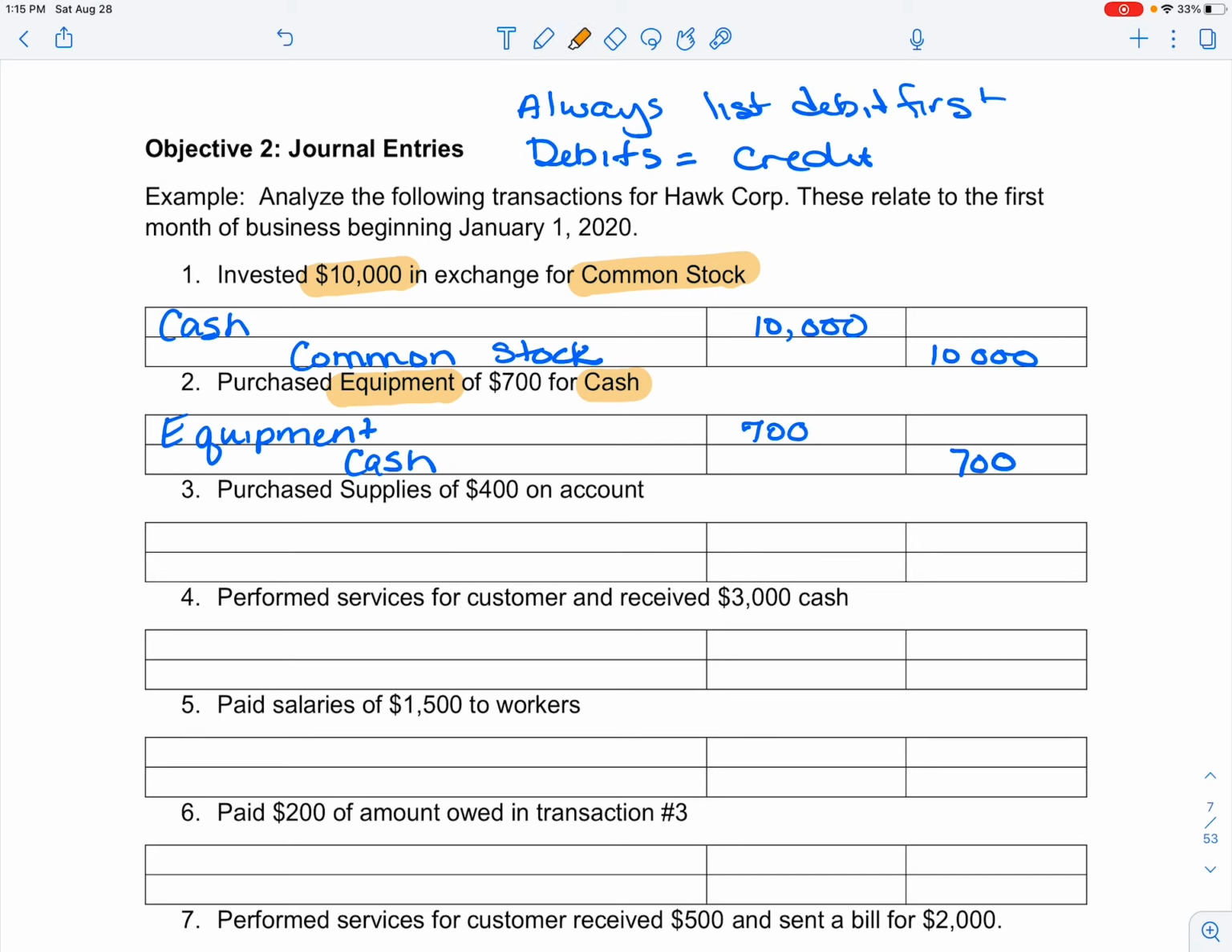Go through, find the two accounts that are affected. I have supplies, but I didn't pay cash for them. Notice that. Anytime you see the words on account, that means you're going to pay for that later. Supplies are an asset. I increase with a debit. On account means I'm going to pay for it later, which is an account payable.